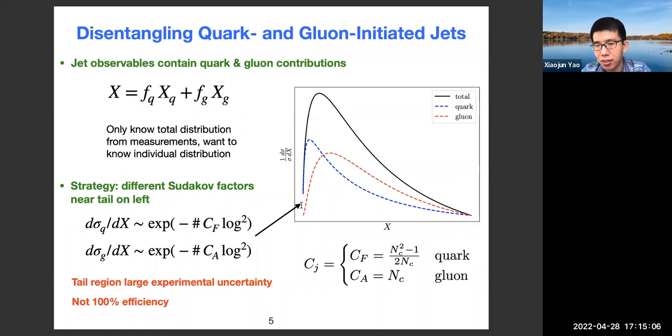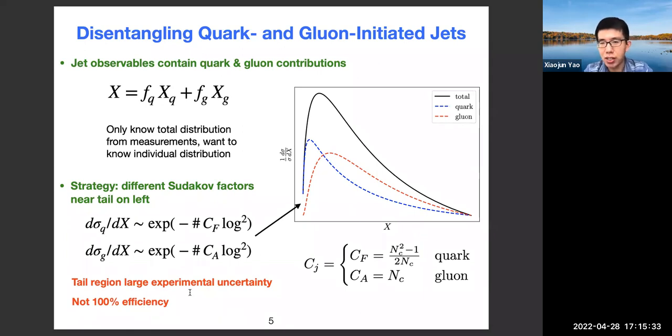The first one is that in this tail region, the experimental data may have a significant uncertainty, and that leads to a large uncertainty in the extraction of quark jets and gluon jets. So that is why it is not 100% efficiency. And also in this tail region, the gluon distribution never goes to zero, so you will never reach 100% efficiency either.